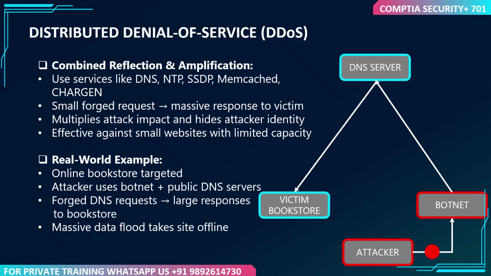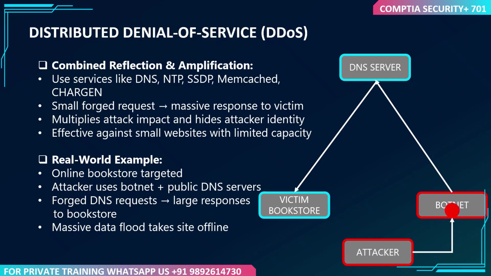Instead of sending DNS queries directly to the bookstore server, the attacker sends thousands of false DNS requests to the public DNS servers, using the bookstore's IP address as a fake sender. Each request is small, but each response from the DNS server might be 10 to 100 times bigger. So for every 1 kilobyte of effort from the attacker, the victim receives 100 kilobytes of traffic.